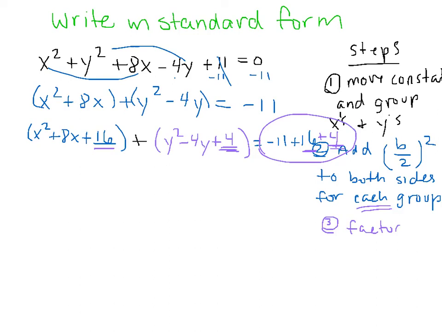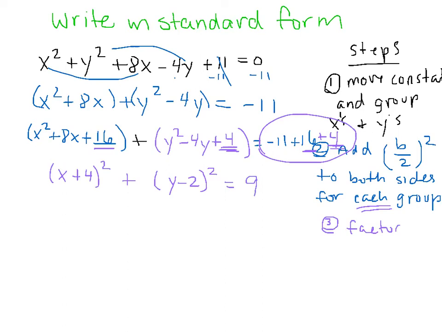Okay, so x squared plus 8x plus 16, what multiplies to be 16 and adds to be 8 would be 4 and 4. So this will factor to x plus 4 squared, because x plus 4 and x plus 4. Then what multiplies to be 4 but adds to be negative 4? That would be negative 2 and negative 2, because negative 2 times negative 2 is positive 4, and negative 2 plus negative 2 is negative 4. So we'd have y minus 2 squared. And then over here, we're going to do negative 11 plus 16, which is 5. And then we add 4 to that, which would give us 9.